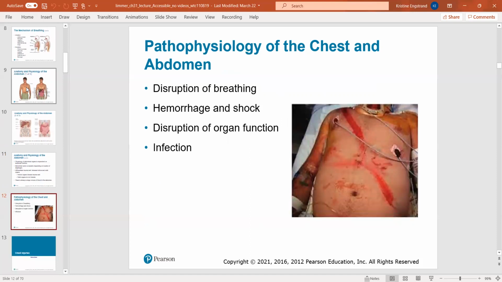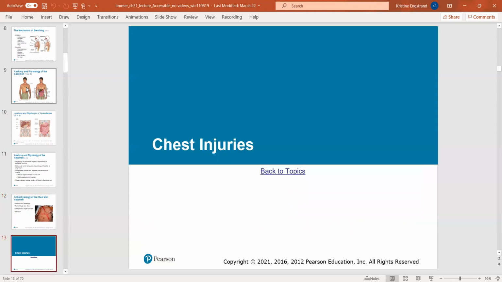Pathophysiology of the chest and abdomen. So anytime we have an impact there, this gentleman right here, that's a great example of a seat belt. It probably saved his life, but it can cause extensive trauma. So it can have a disruption in our breathing process, shock, hemorrhage, internal hemorrhage, disruption of our organs functioning. And of course, anytime we've got that type of damage, they are definitely susceptible to infection when we have things leaking into the abdominal cavity that should not be leaking.